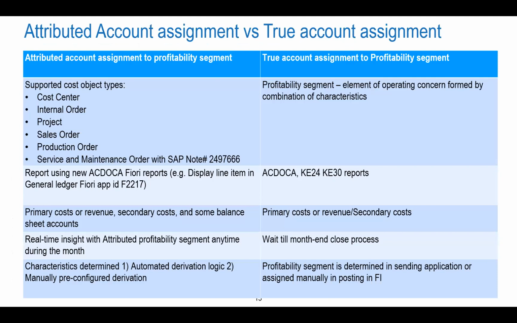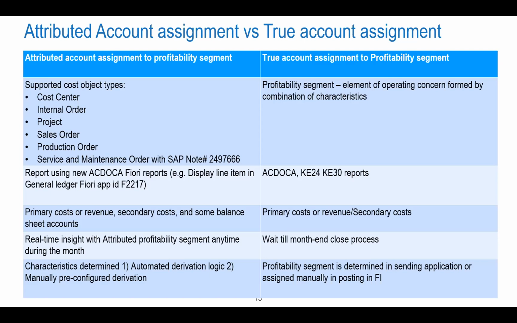Okay, let's understand some key differences between attributed profitability segment and true account assignment objects. Which object types can I use with attributed profitability segment? The list here is highlighted, and I have provided some notes close to the end of this deck. You can reference there. Primarily, these are the supported object types: cost center, internal order, project, sales order, production order, service, and maintenance. Other object types like activity type, or business process if you're using activity-based costing, are not in this list. Eventually, SAP may enable all that, but at this point, these are the only supported objects.